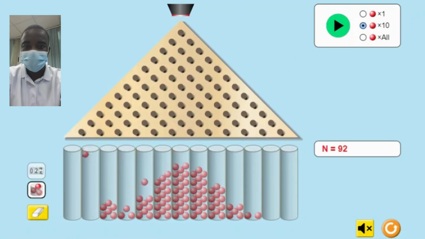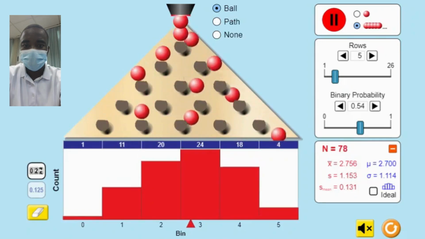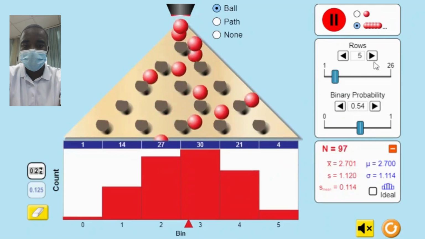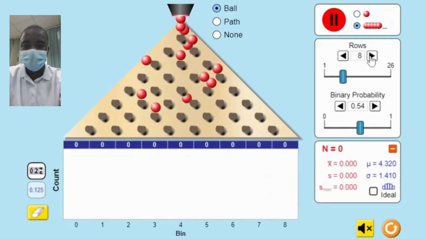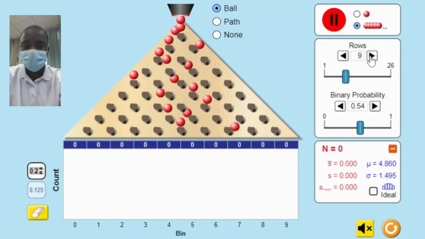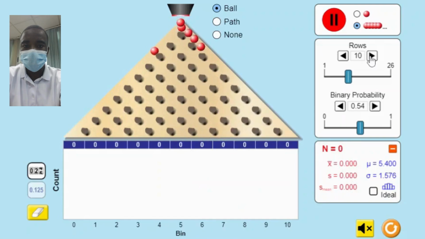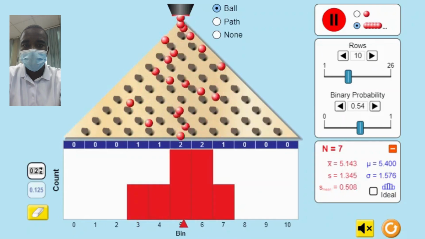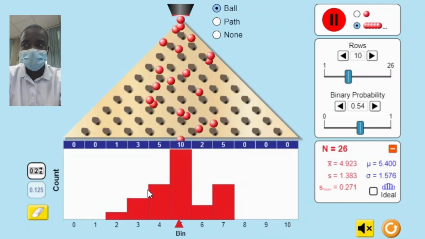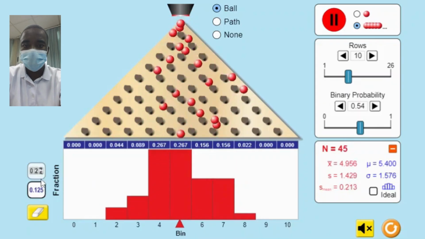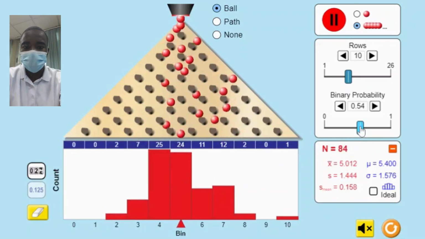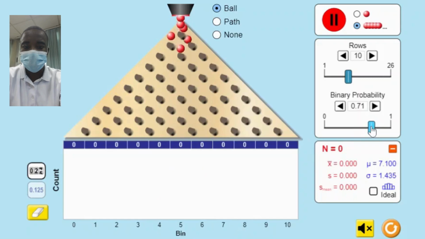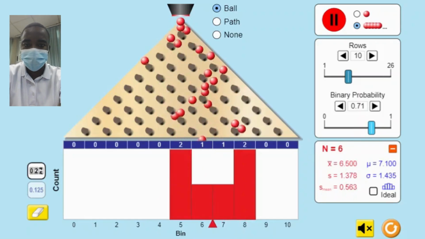The probability of a ball falling into a particular bin is determined by the number of paths leading to that bin. Students can observe how the distribution of outcomes changes as they perform multiple trials and collect data on the frequency of each outcome. The law of large numbers states that as the number of trials increases, the observed frequency of each outcome approaches the theoretical probability. Students can observe this principle in action by comparing the observed frequencies to the theoretical probabilities.